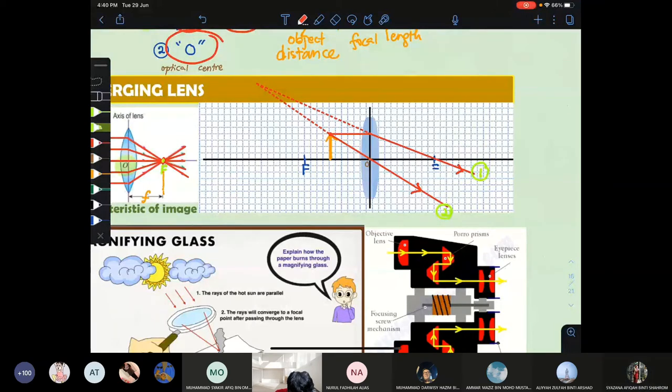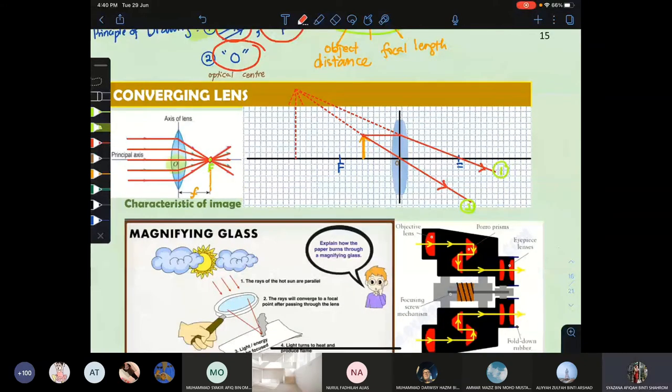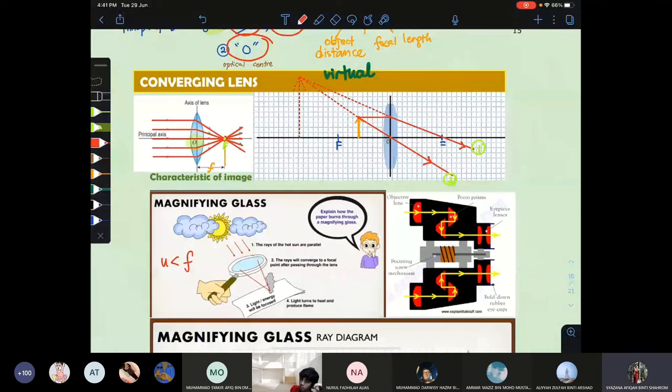Okay, and you notice that I use dotted lines. Why do I use dotted lines? I want to emphasize that this is the virtual region, virtual part. So the lines are virtual because we extrapolate to the back, and the image is also virtual. This is what you get with a magnifying glass. A magnifying glass is when you have U less than F. So you must know what U is. U is the object. Where is the object?